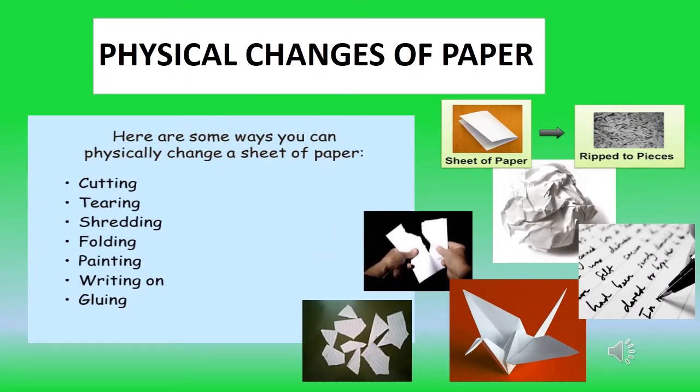Here are some of the physical changes that can take place with paper. Paper can be cut, it can be torn, it can be shredded, it can be folded to give a new shape, it can be painted like a drawing, we can write upon it, and we can even paste it to something else. These changes can make the paper look different in different ways.